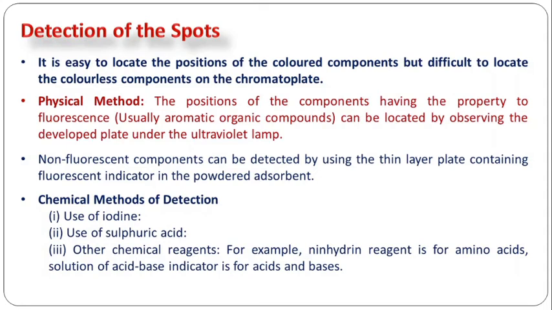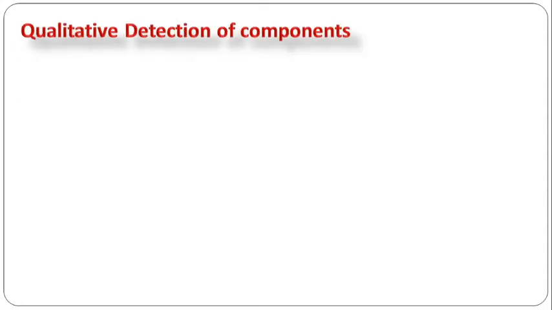So in this way we can use various chemicals. These chemical reagents can be in solid, liquid or gaseous forms. If it is liquid, then we have to spray it. If it is solid, we have to make a solution in a particular solvent, then apply it as a solution. Now after the location of the spots, we have to do the qualitative analysis of the components.